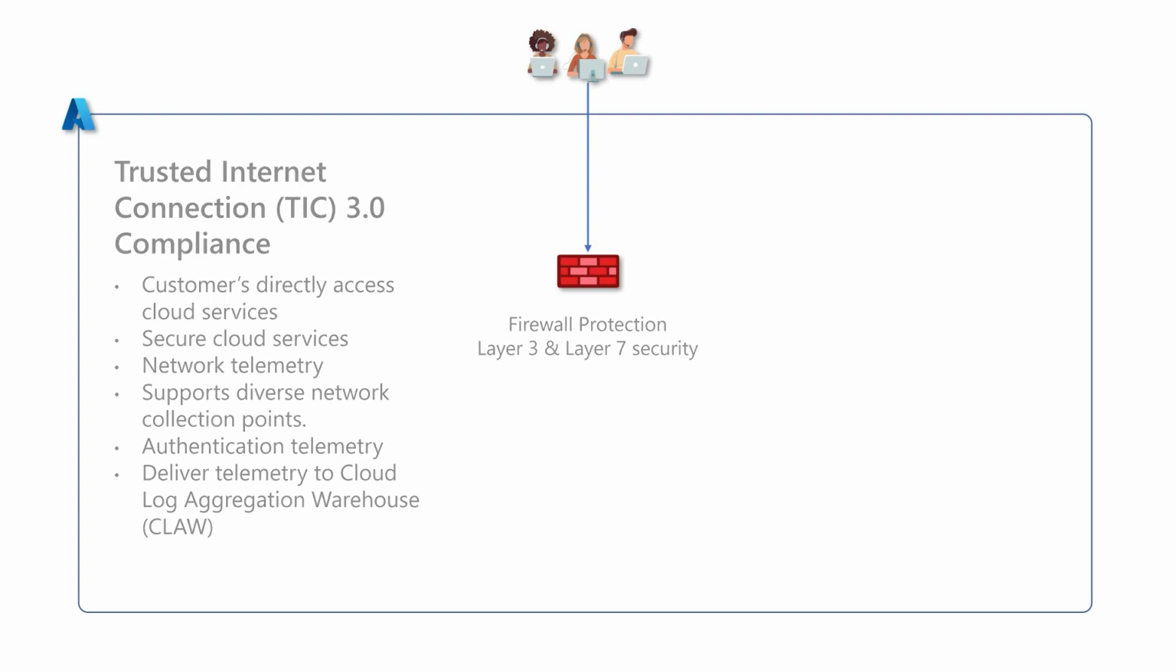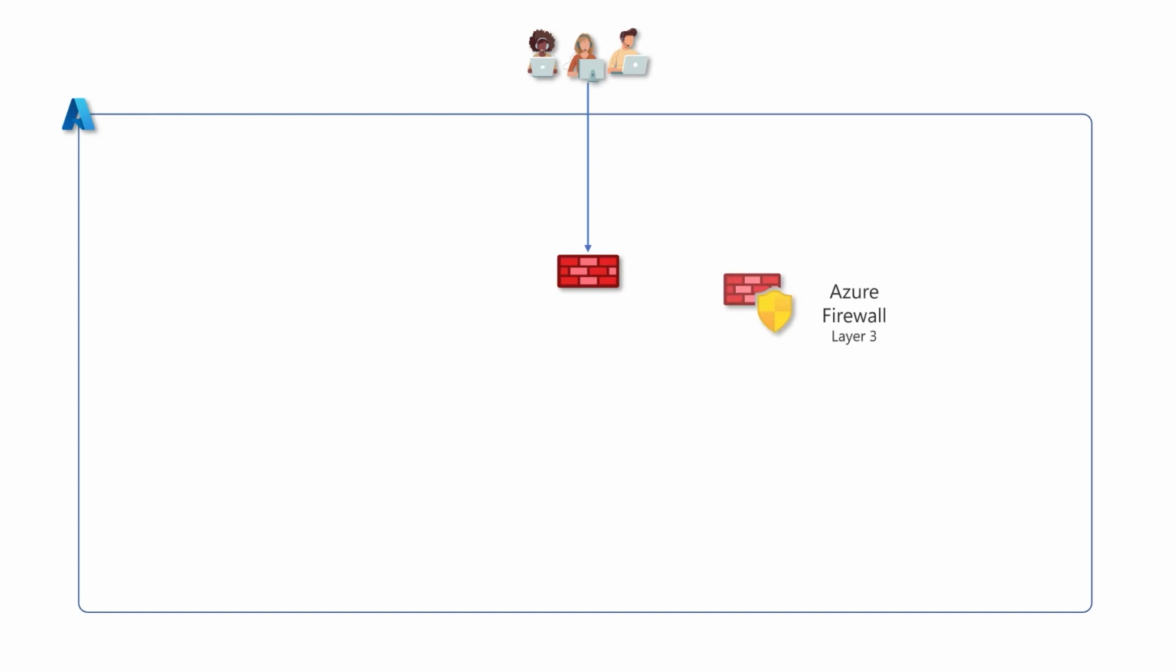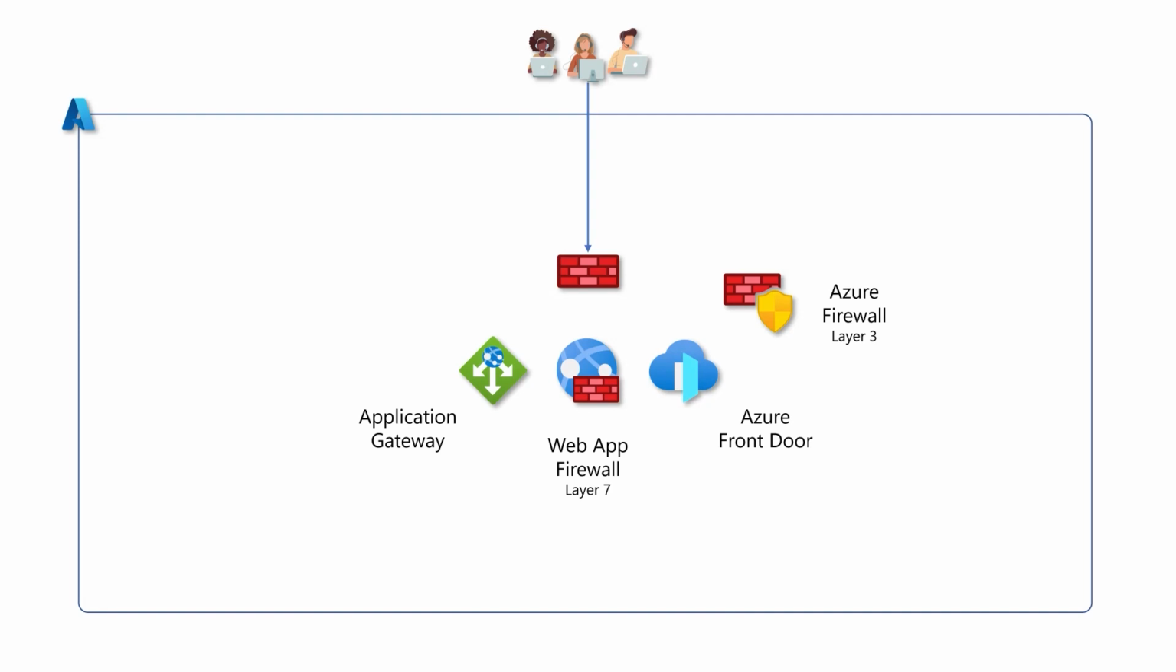Azure supports many different types of firewalls. We have the native ones with Azure Firewall at layer 3. We have the application gateway with a web app firewall, and we have Azure Front Door with a web app firewall, which those are layer 7. And we have NVAs, network virtual appliances, also known as third-party firewalls from vendors like Palo Alto and Cisco and many others.